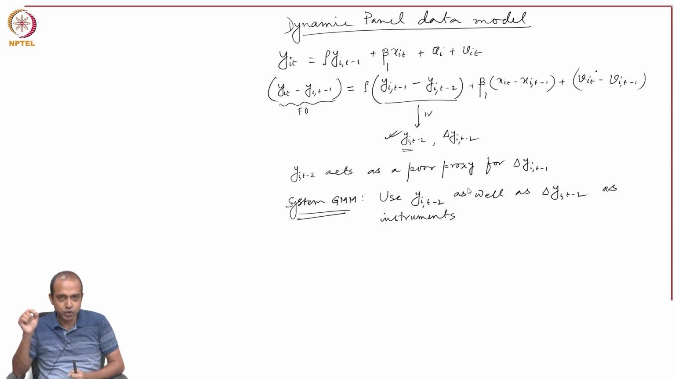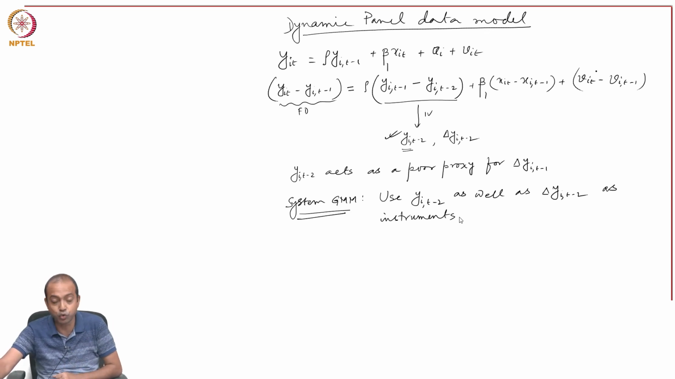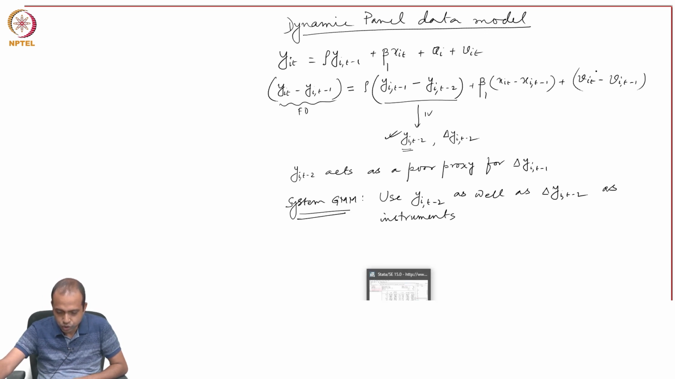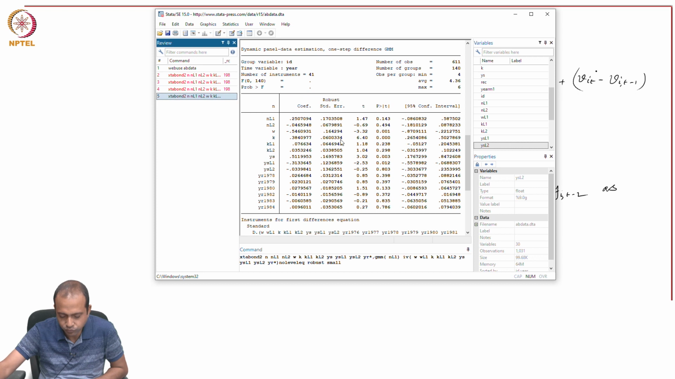Then Y_it-2, the lag of the level, is used as instrument for the differenced equation like earlier, and delta Y_it-2 is used as instrument for the level equation, right? And this way, when we use a system GMM, then we will see whether the quality of the estimated coefficients is improving or not. How do you check quality? First of all, it should lie within that interval. Let us see now. So, here we will put the same command, but instead of no level equation, I will remove that.